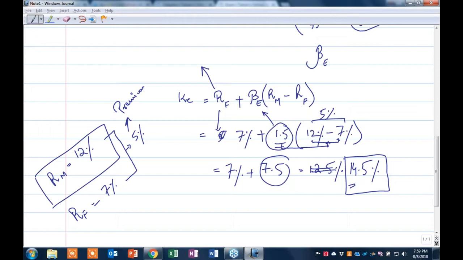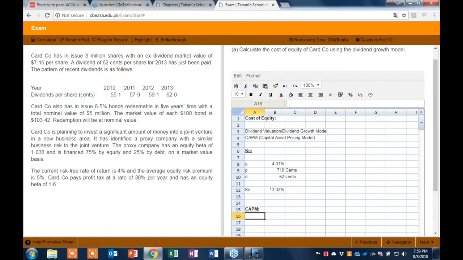So let's move towards the question, and I want you people to solve this question for me using the information given in this question. Calculate the cost of equity.